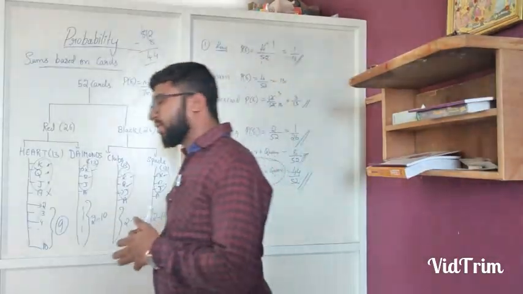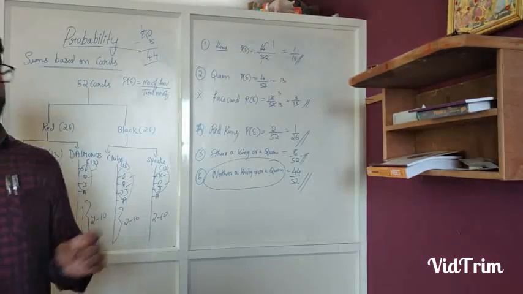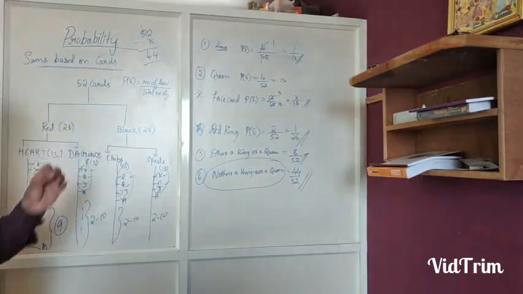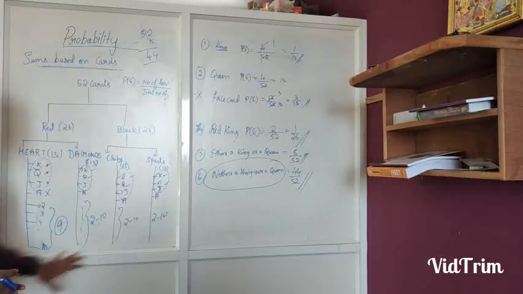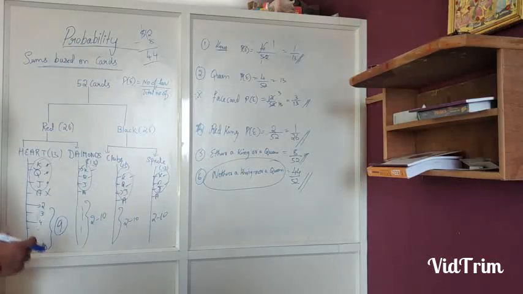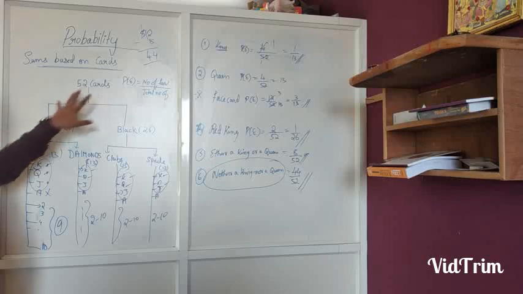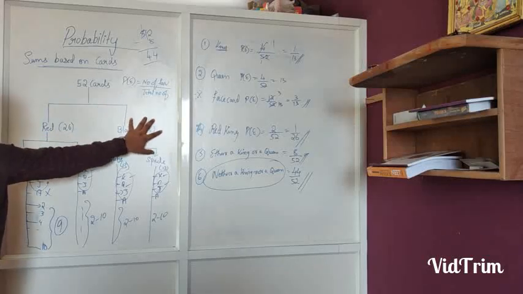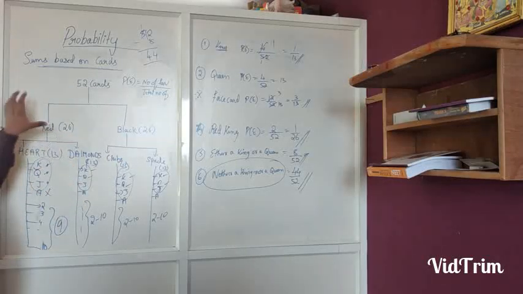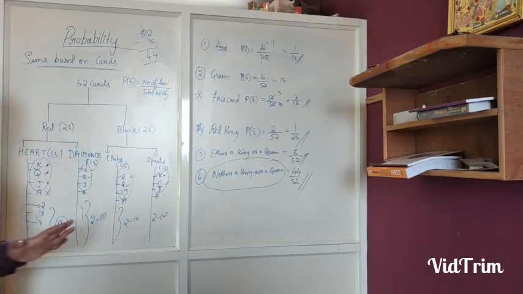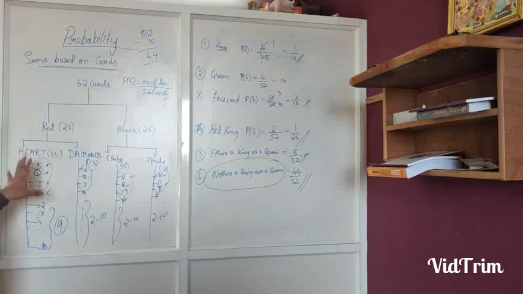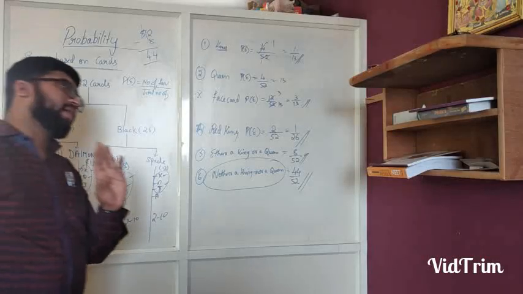So see friends, the probability questions based on cards are simple. Just, you should know this chart about the cards. That is, there are 52 cards. Among those, 26 red, 26 black, and you'll be having 13 hearts, 13 diamonds, 13 clubs, and 13 spades. Using this information, 100% you can solve.